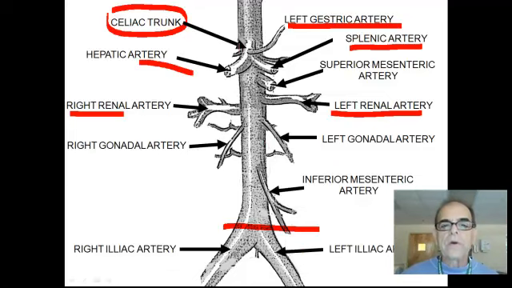Celiac trunk, superior mesenteric artery, right renal, left renal, right gonadal, left gonadal, inferior mesenteric artery, and the bifurcation in the right common iliac artery and the left common iliac artery. This is not difficult to remember, but it's very important. If you are going to work in one hospital, you need to know this graphic perfectly.